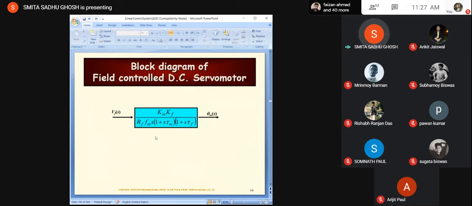So we can draw a block diagram in the simplistic form. In the block diagram we have shown the theta m as the output variable and Vf as the input variable as far as the field control DC servo motor is concerned, and then the function within this block. So we have Km Kf by Rf Fm S into 1 plus S tau m into 1 plus S tau f as the transfer function, and in fact as the model of the entire field control DC servo motor.